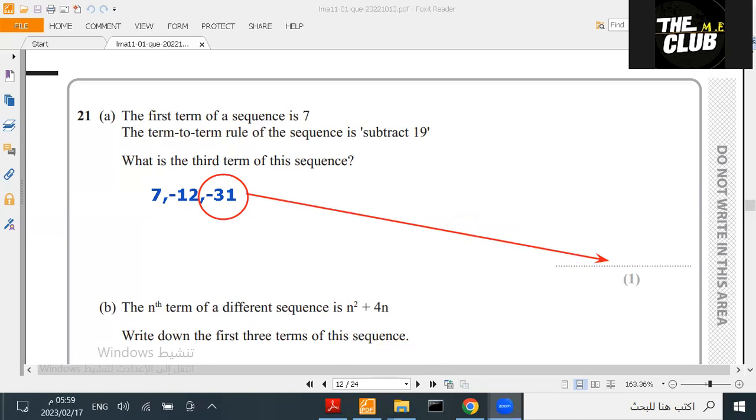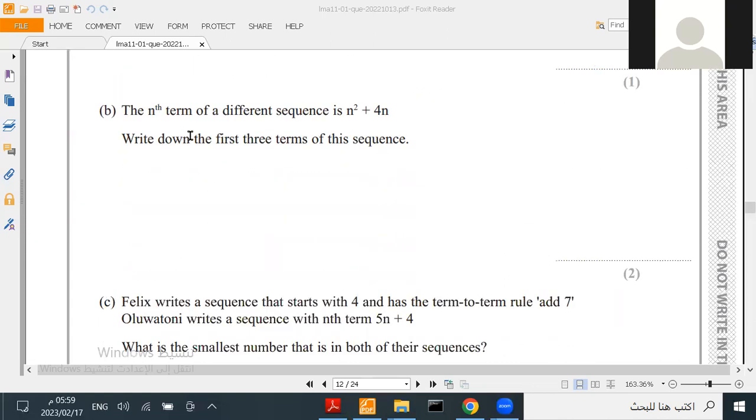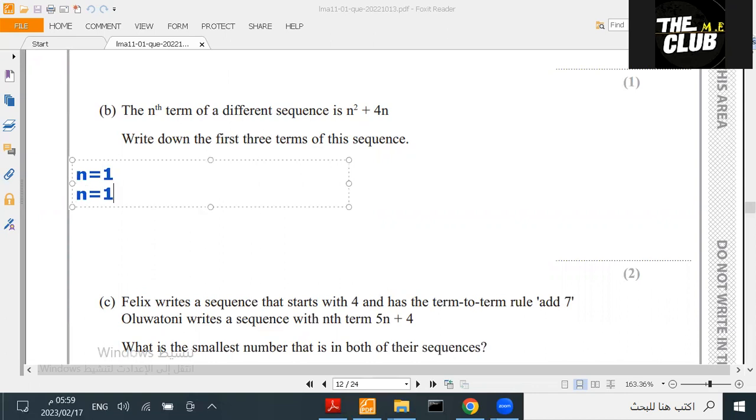Now let's move on to another question. Question B. The nth term of a different sequence is n squared plus 4n. Write down the first 3 terms of this sequence. We're going to write the terms of a sequence, only the 3 terms. So we're going to say n equals 1, and then n equals 2, and then n equals 3. We'll work on these only, because we need 3 terms only.